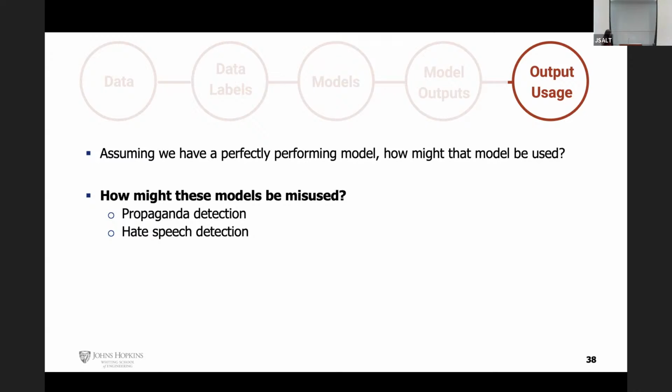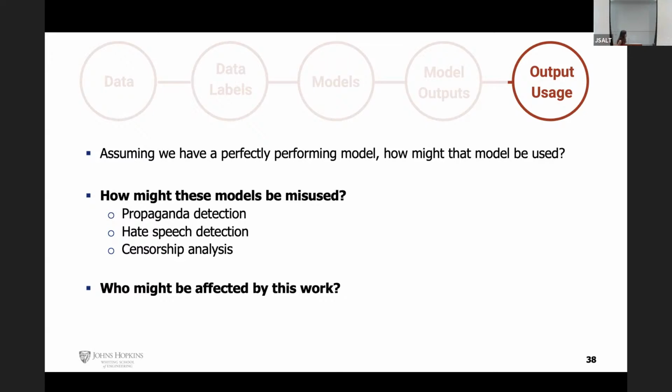In the NLP world, one of the ones I was thinking of is that it's very easy to go from detection to generation. You build a model to detect propaganda, and it's very easy to adapt that to train a model to generate propaganda, or similarly hate speech. Censorship is another example of these kinds of challenges. And some of the questions we might want to think about in terms of misuse is who could be affected by this work.